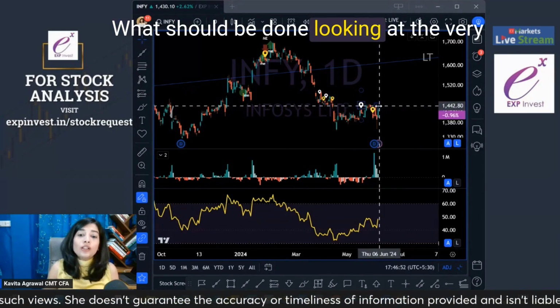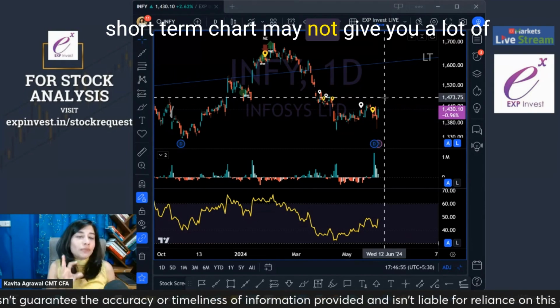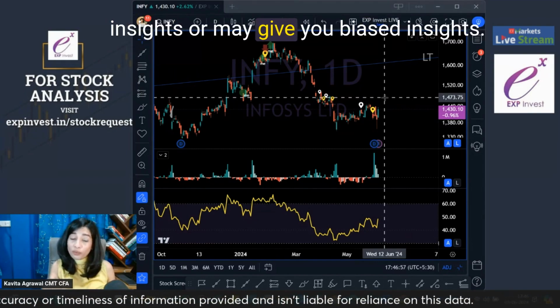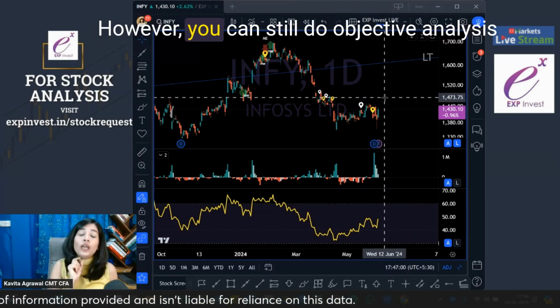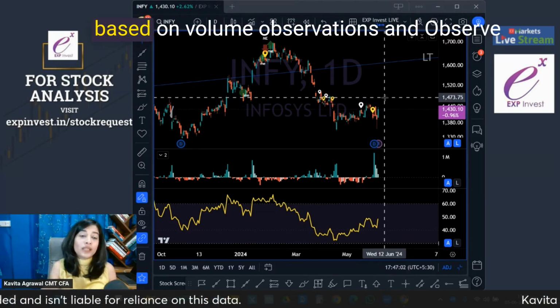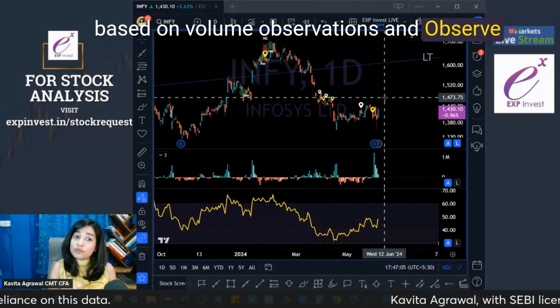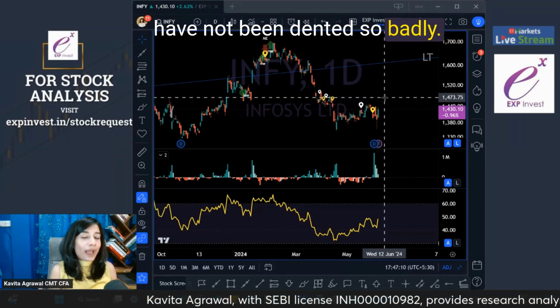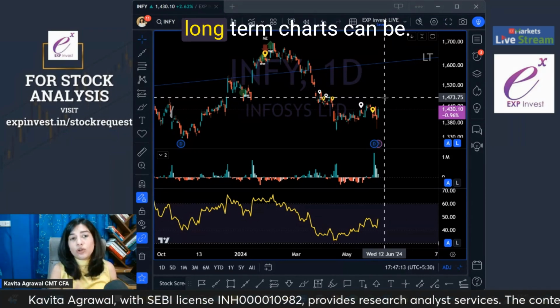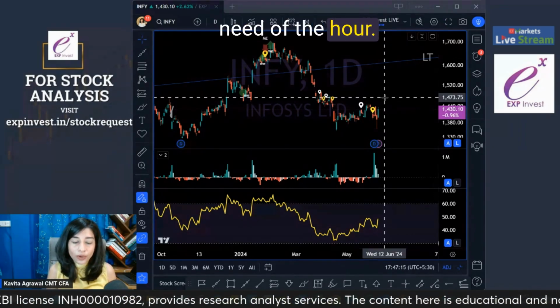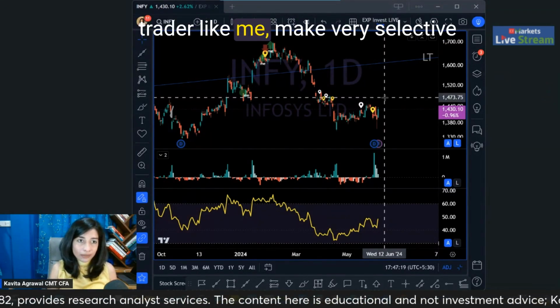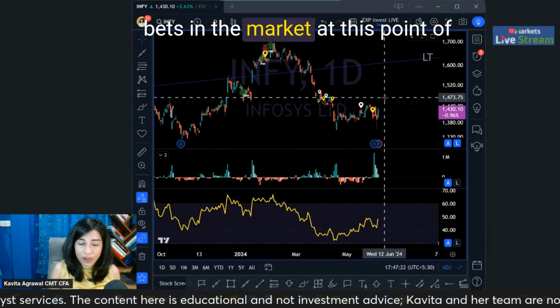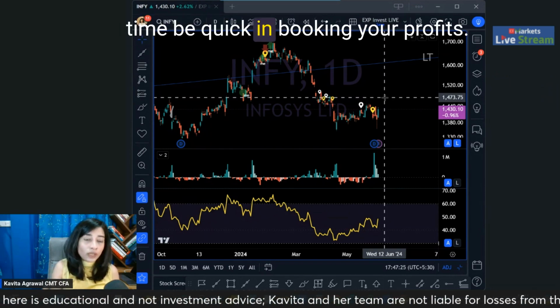What should be done? Looking at the very short-term chart may not give you a lot of insights or may give you biased insights. However, you can still do objective analysis based on volume observations and observe how the momentum is changing now. Moreover, the long-term charts have not been dented so badly, so making calls on the long-term charts can be the need of the hour. And if you are a short-term swing trader like me, make very selective bets in the market at this point of time. Be quick in booking your profits.